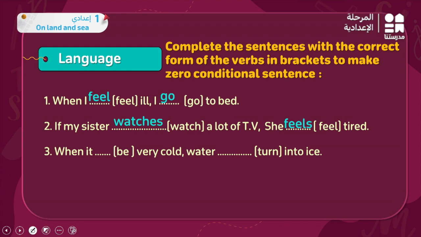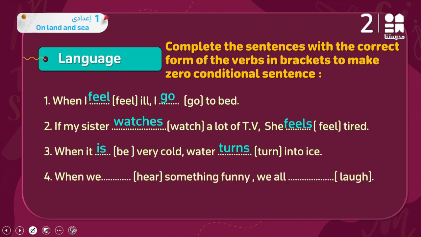When it be very cold water into ice. هنا I have verb to be. Verb to be in the present simple مع it will be exactly is. تمام. يبقى when it is very cold لما الجو بيبقى برد جدا water turns into ice. ليه؟ because water it بستخدم مع water ال third singular pronoun. يبقى turns into ice.